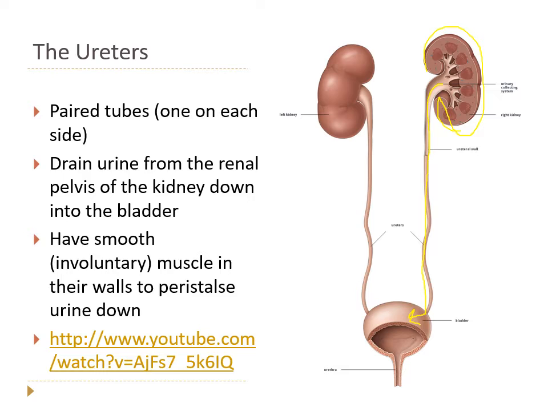And the cool thing about them is that they have smooth muscle in their walls, and they actually peristalse urine down into the bladder. So even if you were to spend all of your day upside down for some reason, your kidneys would not fill up with urine because the ureters would continue to peristalse it down into your bladder, and then there is a valve that prevents it from flowing backwards up into the ureters again in most people.